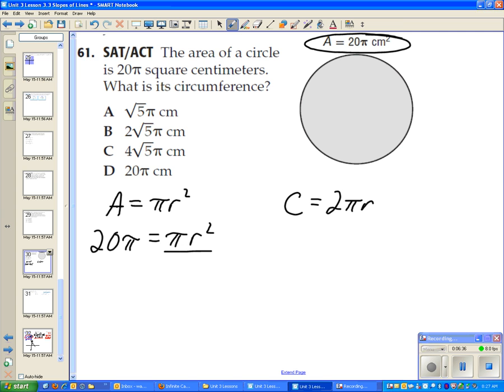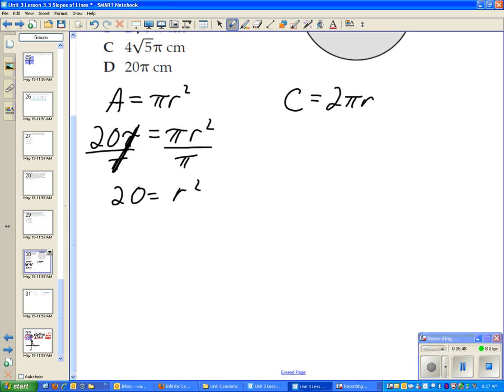First thing I'm going to do is divide both sides by pi and get r squared on the right. Pi divided by pi is 1. I get 20 on the left. Now, I'm close. I want to know what r equals, though, not r squared. What do I do to both sides now? Take the square root of both sides, okay? The square root of r squared is r.